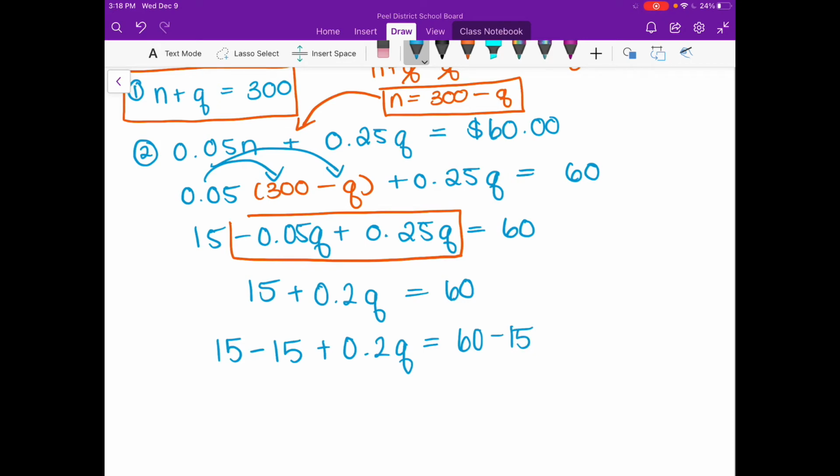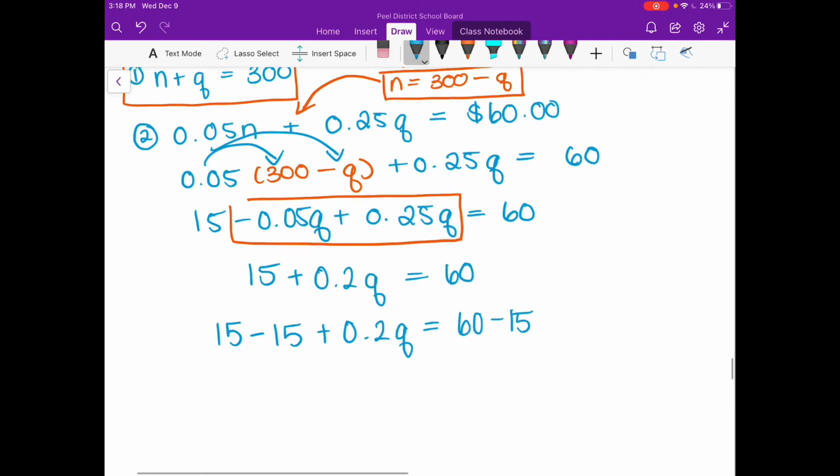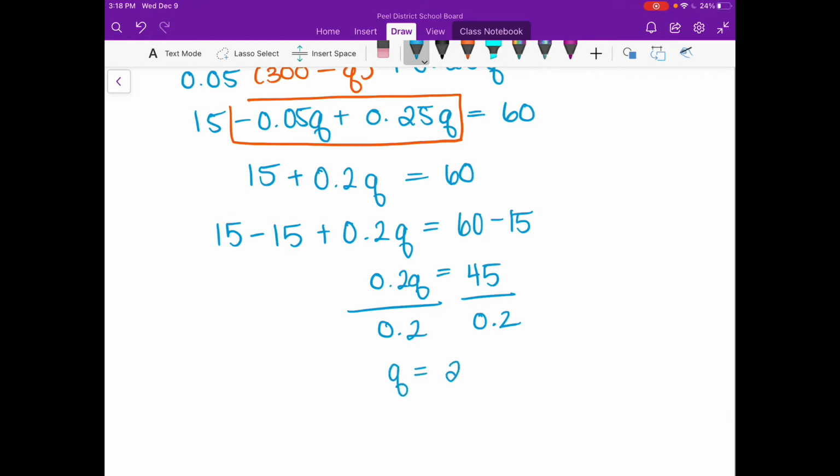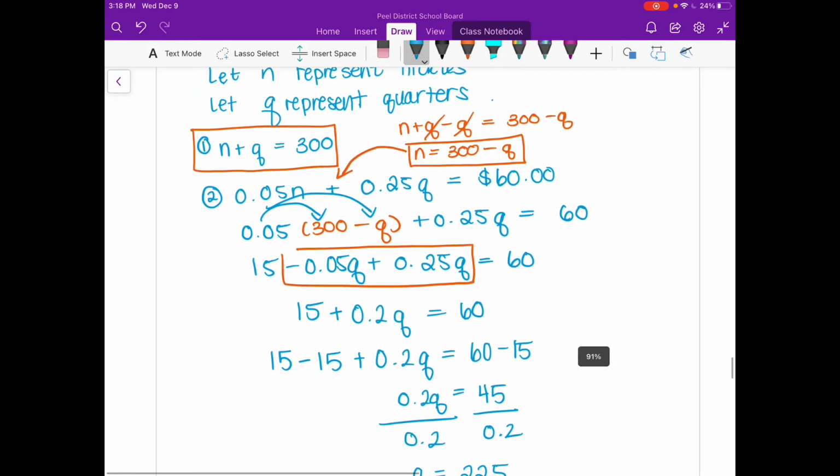Equals 60 minus 15. So I'm left with 45 on this side, and I'm left with 0.2q on this side, right? And then what I'm going to do is get rid of the 0.2. Get rid of it on both sides. So 45 divided by 0.2, q is going to be 225.